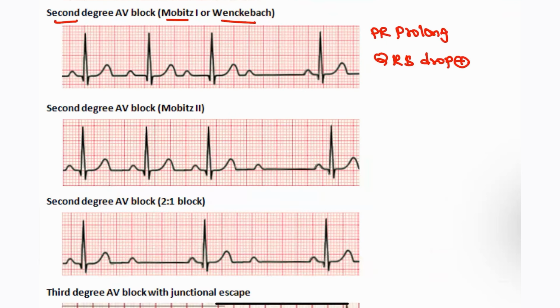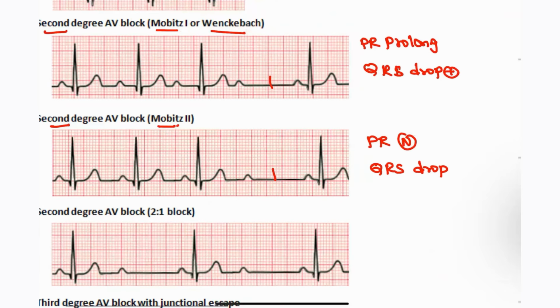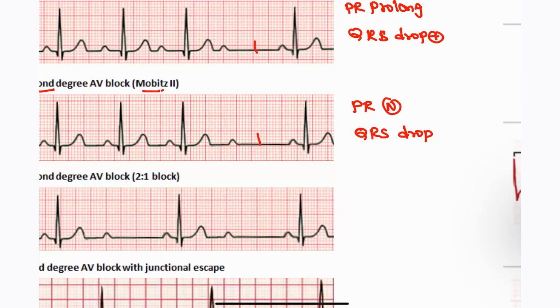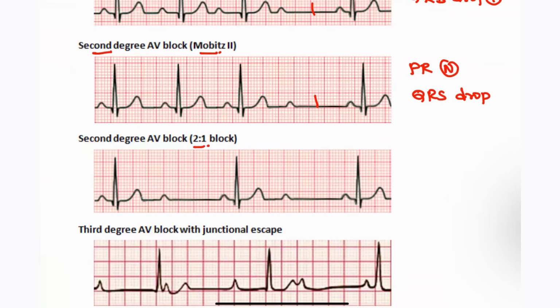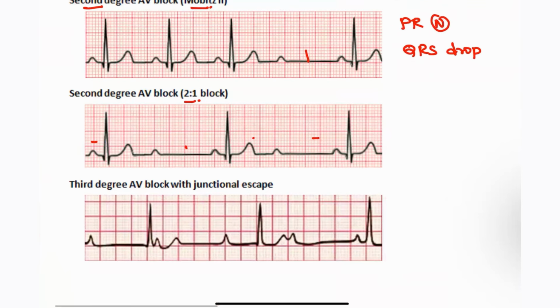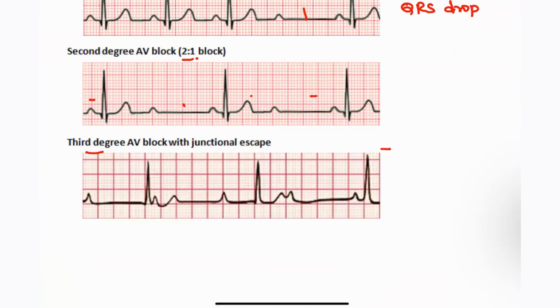Next, second degree, another type, that is Mobitz type 2. So the PR interval is normal, but there will be a QRS complex drop. Okay, this is the defect. Second degree Mobitz type 2, PR interval is normal, but the QRS is dropped. Next, it can be a 2:1 block also. Like two normal, then block, then two normal, then block. That is the 2:1.